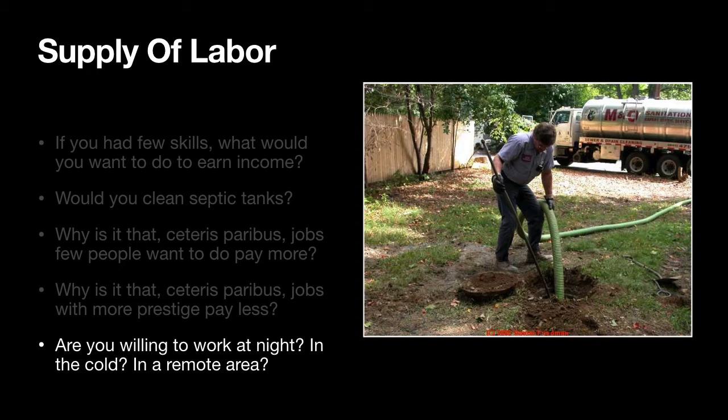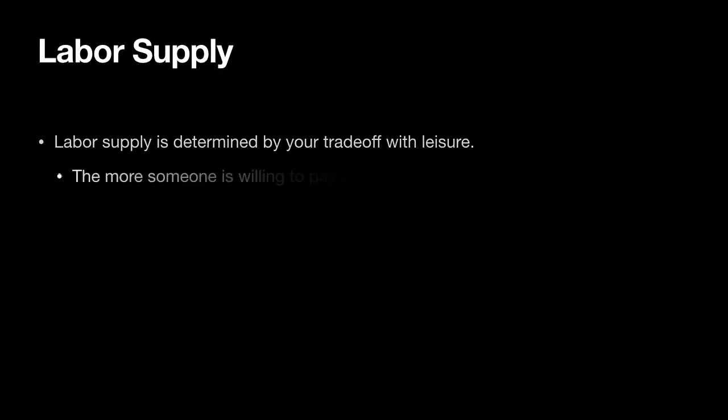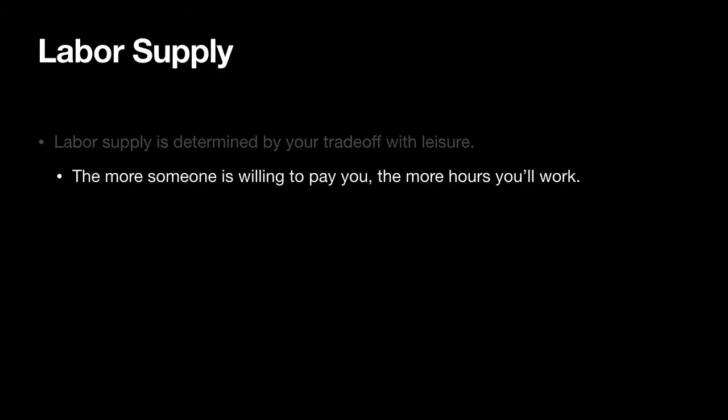These are all things that help to determine wages, as well as the marginal revenue product of labor, which was our demand curve. So labor supply is determined by your trade-off with leisure. Again, if you are looking at an upward sloping supply curve for your labor supply services, it's because you're trading off labor and leisure. So let's look at the far left. You'd be pretty low down on that labor supply curve in terms of wage. You're willing to work for less money.